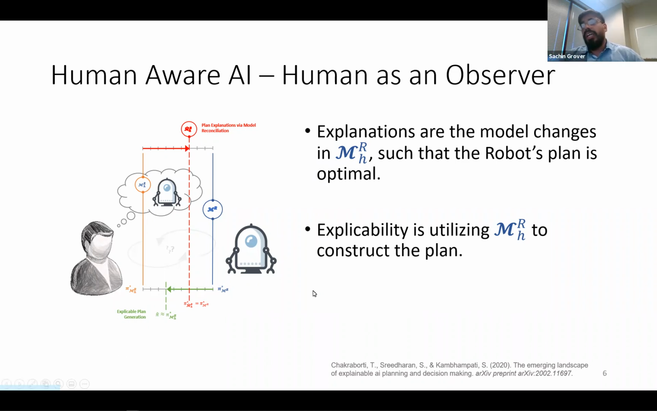If I continue with the same example, what it would be is that the robot, or the automated car, would actually take a longer route, or a route with more traffic, so that the human is not surprised. This kind of work was explored in this seminal work a few years ago. This is what sets the tone of human-aware AI.